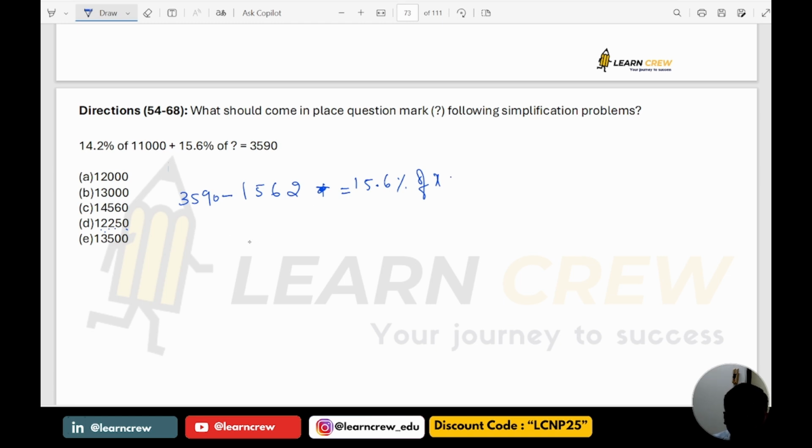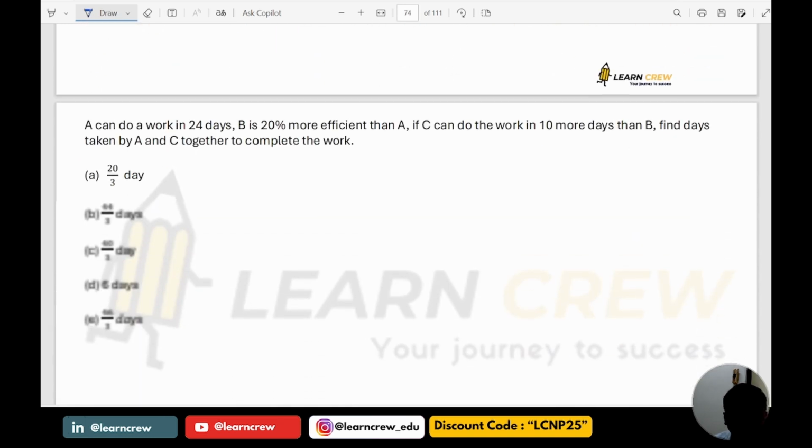So what you are going to get: 3590 minus 1562 is 2028. 2028 into 100 divided by 15.6 is how much? So if I take one more zero here, 156, how many times? 1 times 156, I will have 46 more. 3 times. So it is 13. So it will be 13,000. The answer is 13,000. Next one.